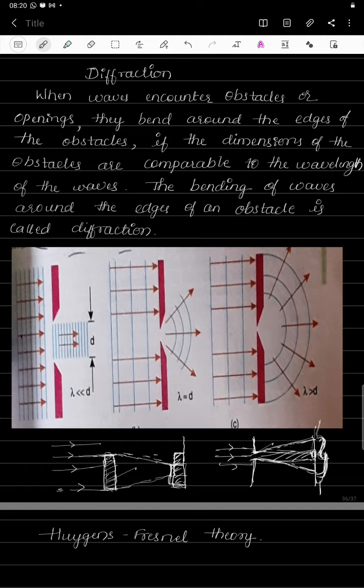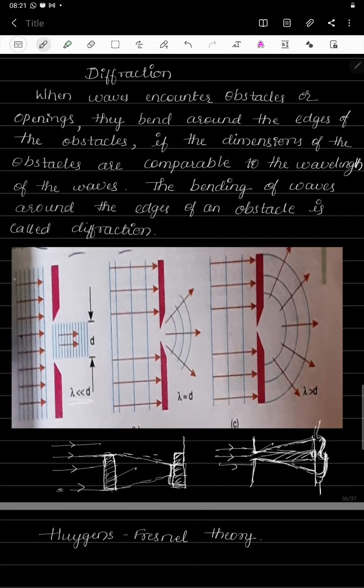So look at the diagram here. In the first case the wavelength of light used is far less than the size of the obstacle. This is the opening that I have considered for the sake of understanding. The size of the opening is very very large as compared to the wavelength of light used.